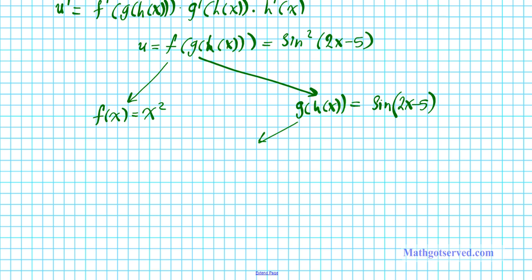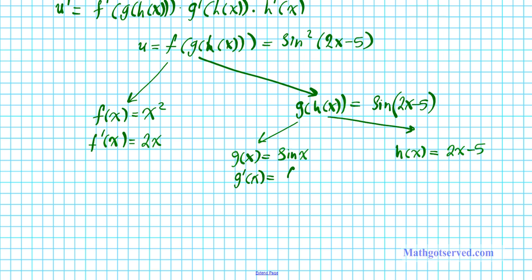Let's take out g. G of x is sine x, and that leaves us with h of x, the innermost function, which is 2x minus 5. Now let's go ahead and find the derivative of these three functions. F prime of x is 2x, applying the power rule. G prime of x, using trigonometric differentiation, is cosine x. And h prime of x is simply 2.